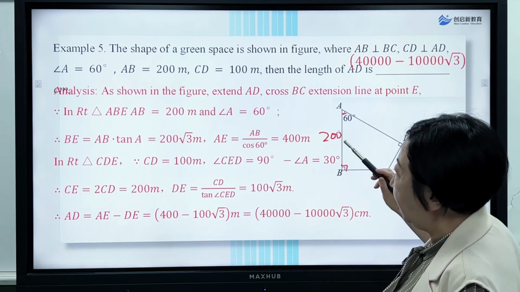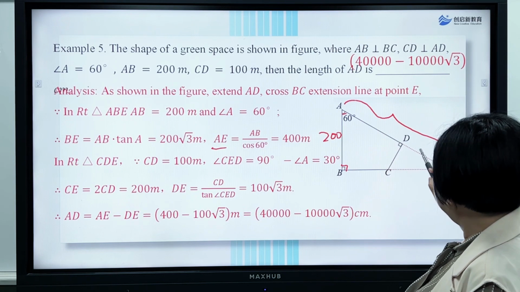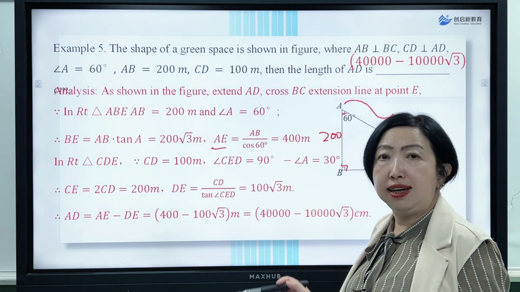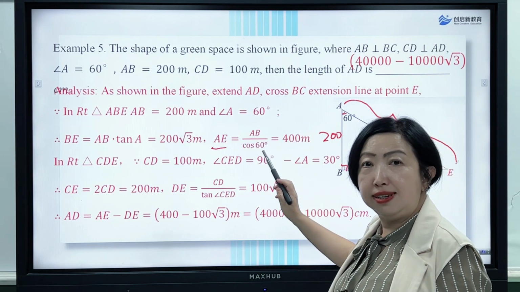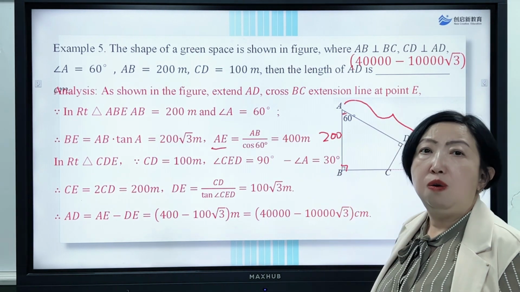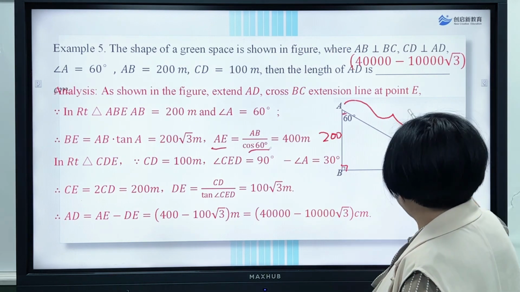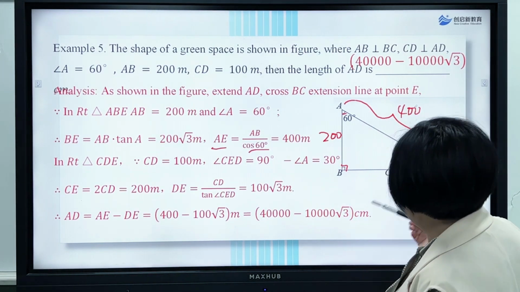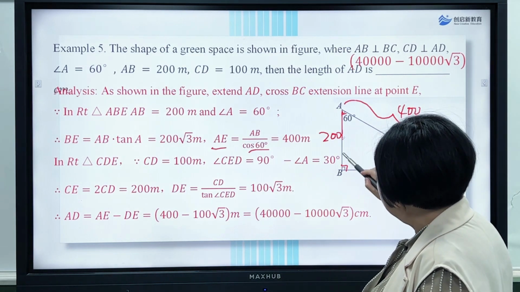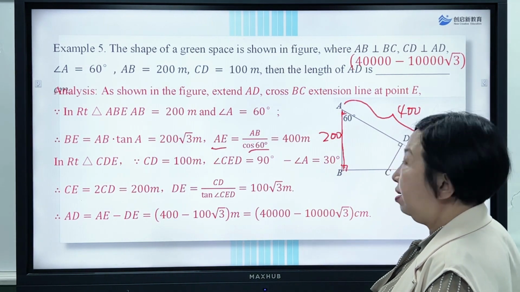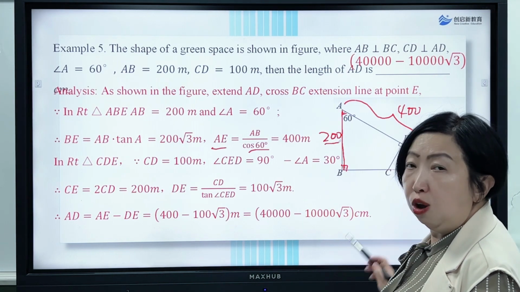In this right triangle, we can find AE. AB over AE is cosine 60 degrees, so AE is AB divided by cosine 60, which is one half, and it equals 400 meters. Of course, we all know if a corner equals 30 degrees, this length is half of the hypotenuse. Here 200, and here it must be 400.